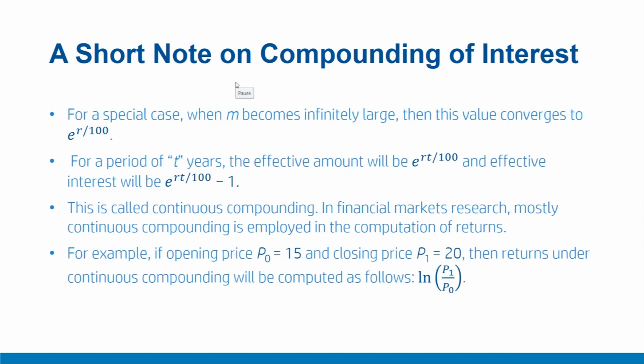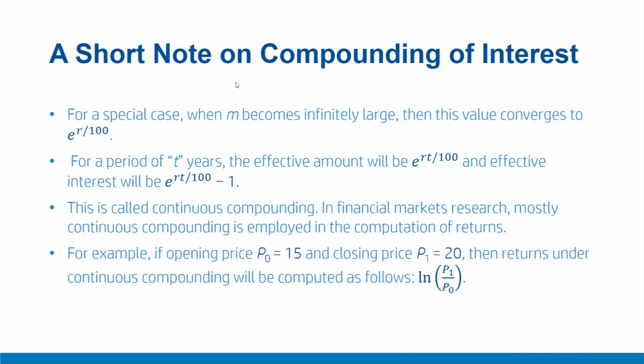For a special case, when m becomes infinitely large, this value converges to e to the power r/100. For a period of t years, the effective amount will be e to the power rt/100, and the effective interest rate will be e to the power rt/100 minus 1. This is called continuous compounding.